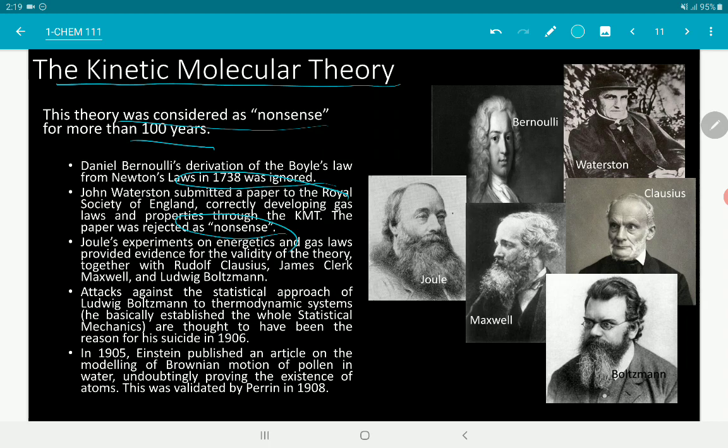Joule's experiments on energetics and gas laws provided evidence for the validity of the theory, although wala pa rin masyadong naniniwala sa particle nature ng ating matter. Kahit nandiyan na ata si Dalton noong time na yon, di ba? So, attacks against the statistical approach of Boltzmann.